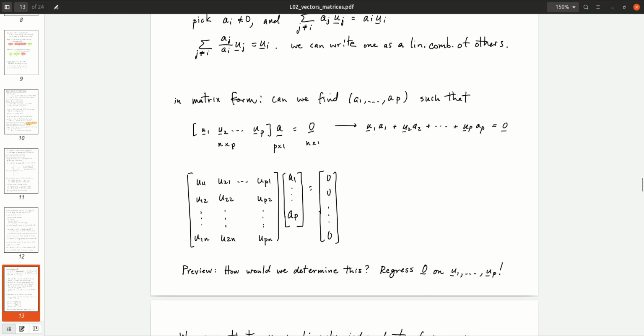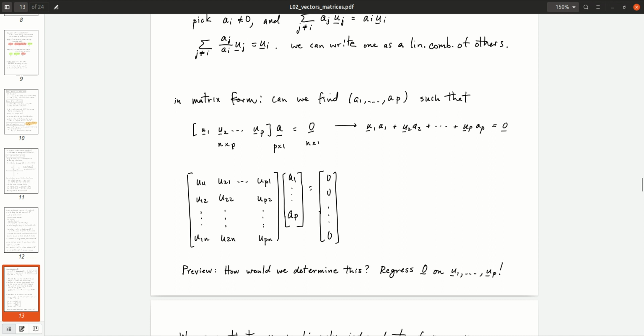So a preview of what's to come, and to motivate why all this stuff about linear independence that we're going to talk about is important, is because if you stare at this equation, it looks a little bit like our regression equation.